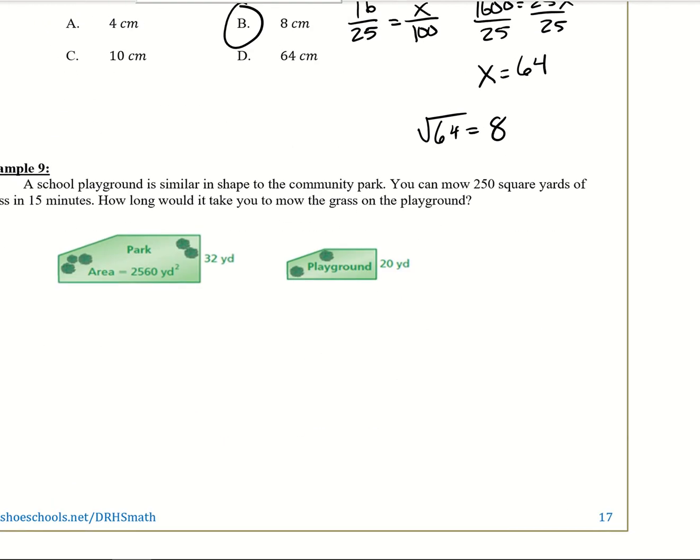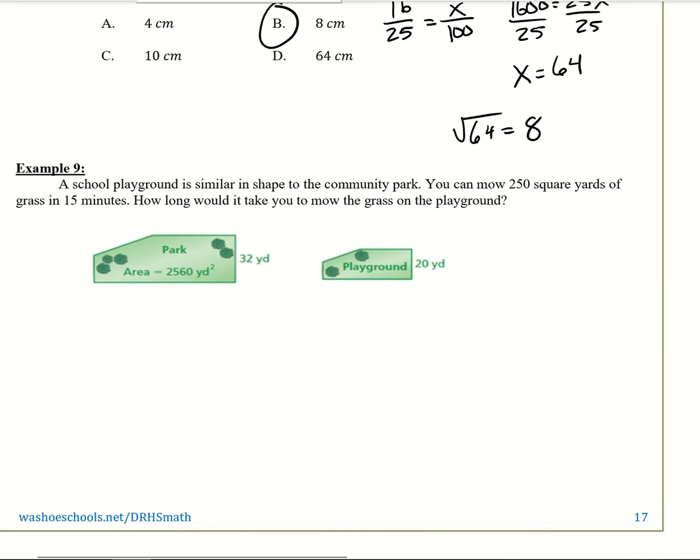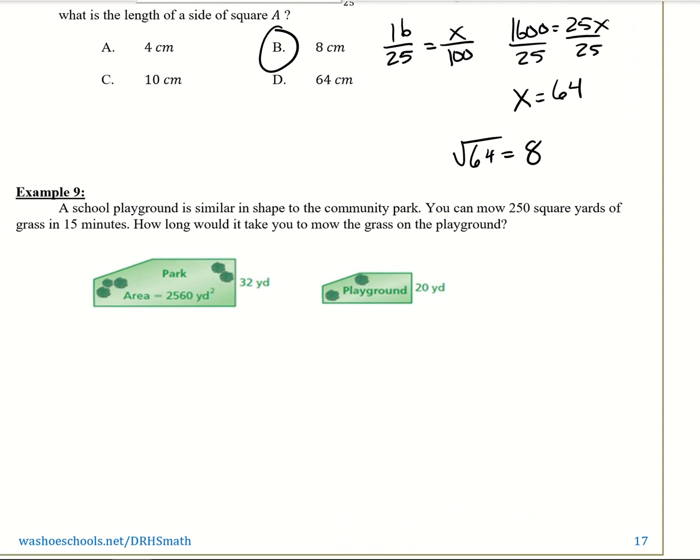A school playground is similar in shape to the community park. You can mow 250 square yards of the grass in 15 minutes. How long would it take to mow the grass on the playground? Let's see. So we need to find the area of the playground. So we have a side length of each, 32 to 20. We need to find the ratio of areas, so we square both of these.